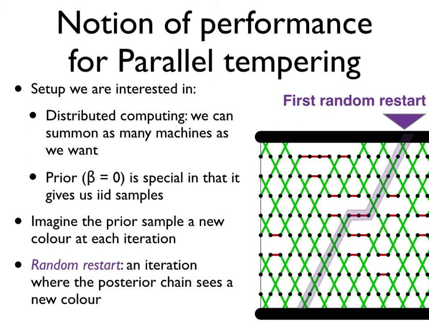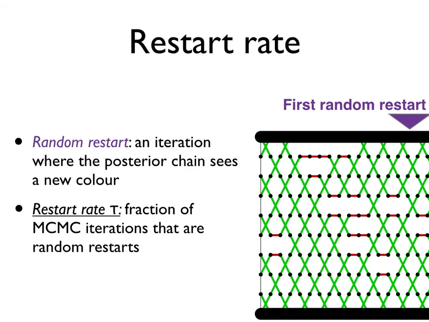And we're going to also assume that the prior is special in that it gives us IID samples. Now imagine that the prior sample always samples a new, unique color at each iteration. So you can understand a random restart with this interpretation as an iteration where the posterior chain sees a new color. This is an example with the visualization I introduced earlier, where a purple arrow shows the first random restart, the first time a new IID sample from the prior percolated to the posterior distribution.